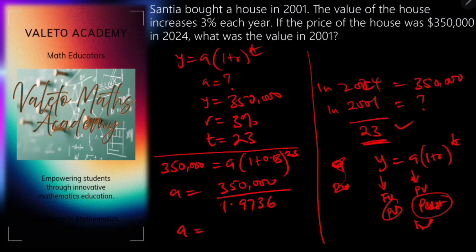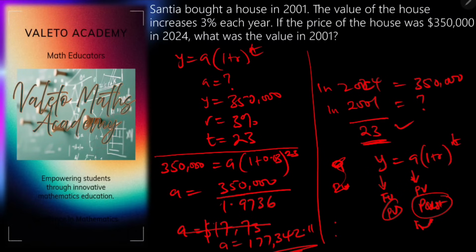So if you divide this equation, the initial value will be 350,000 divided by, so it means that she bought the house for 17,730. Nope, sorry, I'm writing the wrong one. It means a is equal to 177,342. That's 177,342, all in dollars.